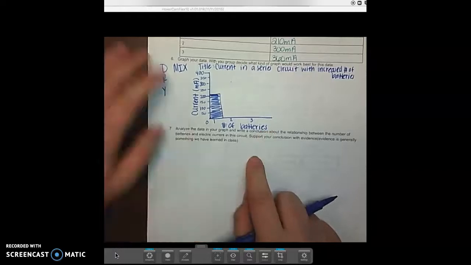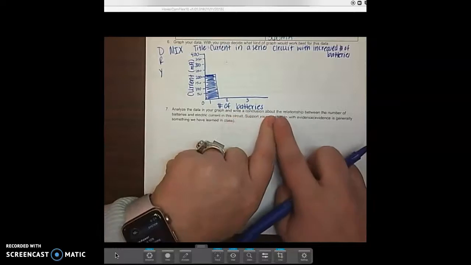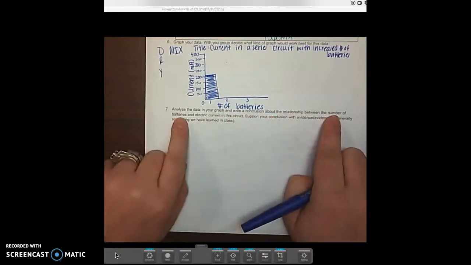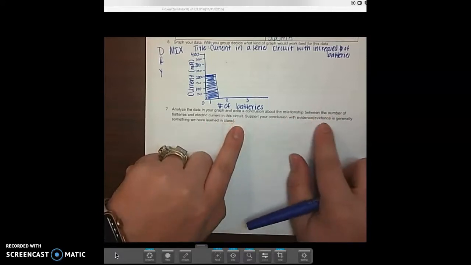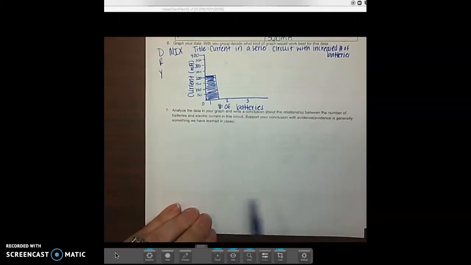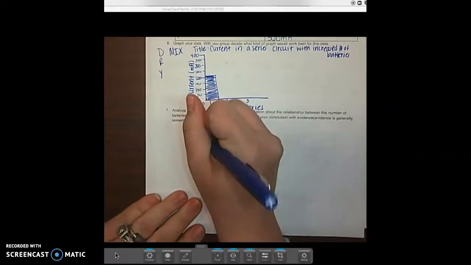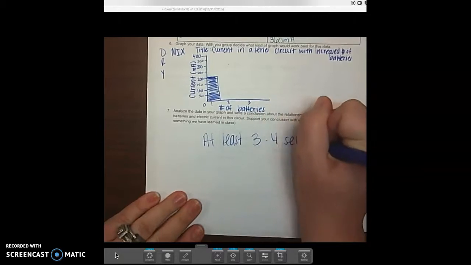When you're done with number 6, go down to number 7, and it says, analyze the data in your graph and write a conclusion about the relationship between the number of batteries and the electric current in the circuit. Support your conclusion with evidence. So evidence is generally something that we've learned in class. So take what you learned from those notes that we've talked about and actually discuss why the relationship happened. So that should be something from your notes. I want at least 3 to 4 sentences.